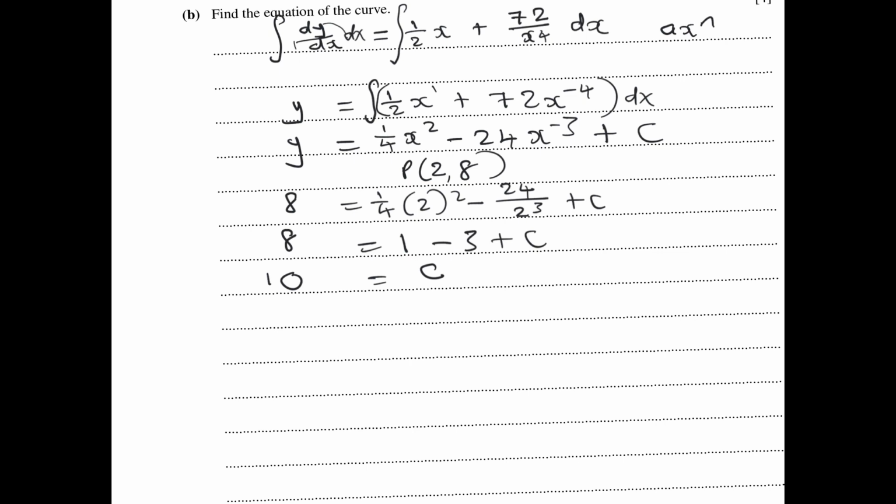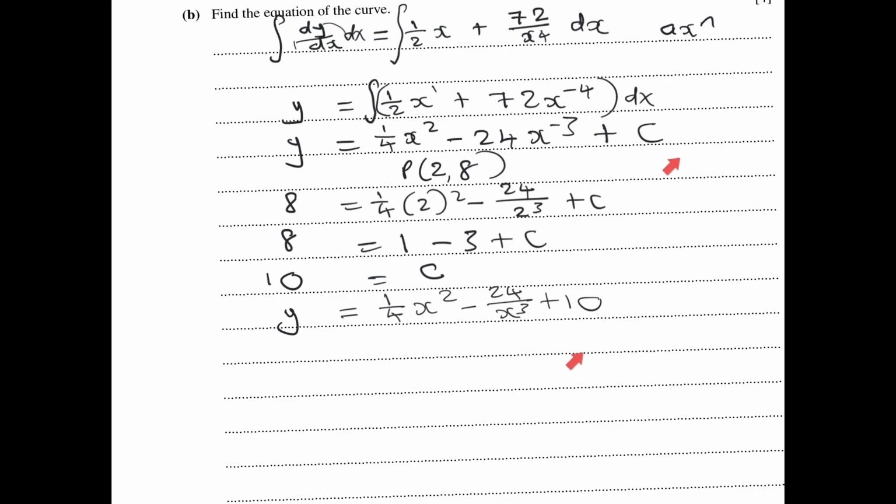Right, so having the constant of integration, I can then write down my equation, which is y is equal to 1/4 of x squared minus 24 over x cubed plus 10. I would rather leave my answer in this form rather than having a negative power. An expression that has got a negative power is not simplified. So in a simplified form, you should convert to a positive power, which is what we are having there. Okay, so that's what we are having for the equation of the curve.